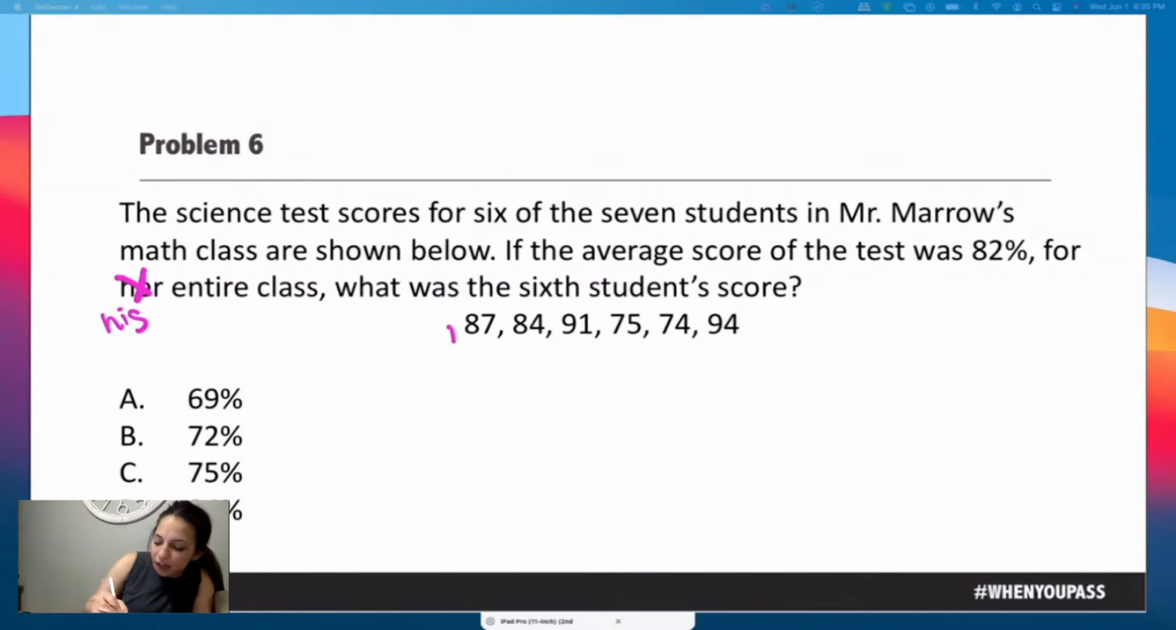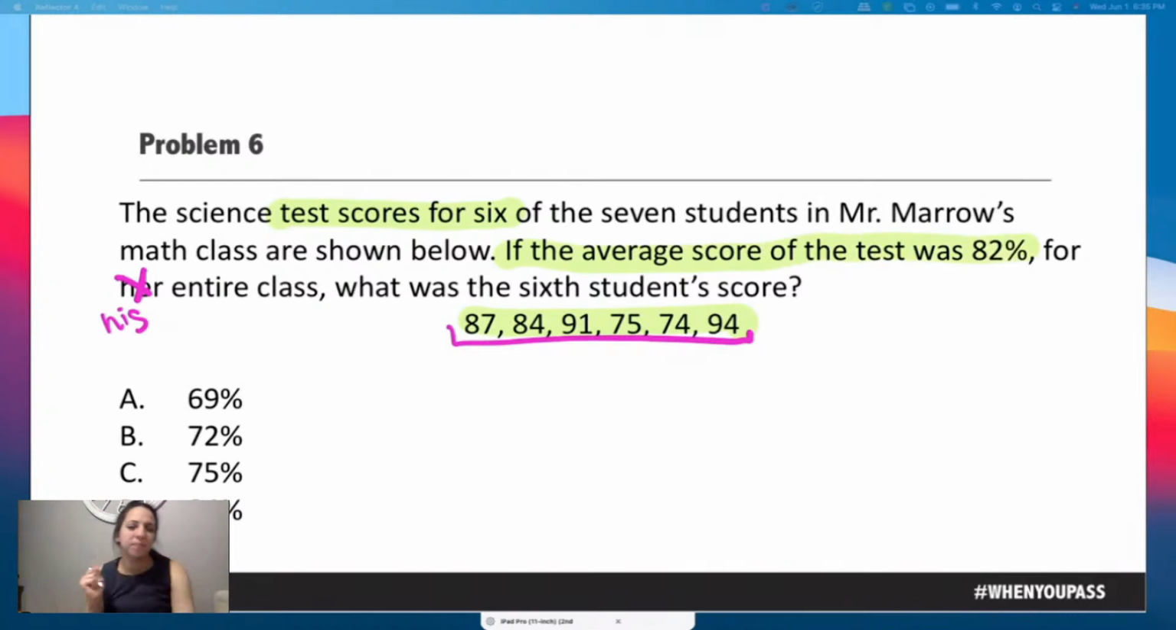So we have some values here, and what do those values represent? Those values represent the test scores for 6 kids. And they've given us the average. So if the average score was 82%, and we have to find the 7th student's score, not the 6th. You can tell I changed some things in this problem. So how am I going to figure this out?